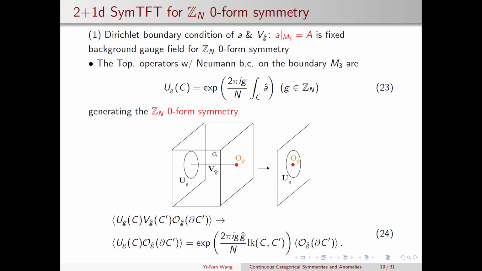They can be freely moved from the bulk to the boundary, and they also correspond to the topological operators that generate the Zn zero-form symmetry after we collapse the slab to the slice, to the 2D physical system. And the charged operator O_g hat, in the bulk picture, will be the one that ends on the Wilson lines, which can be shrunk or condensed into nothing after the shrinking.